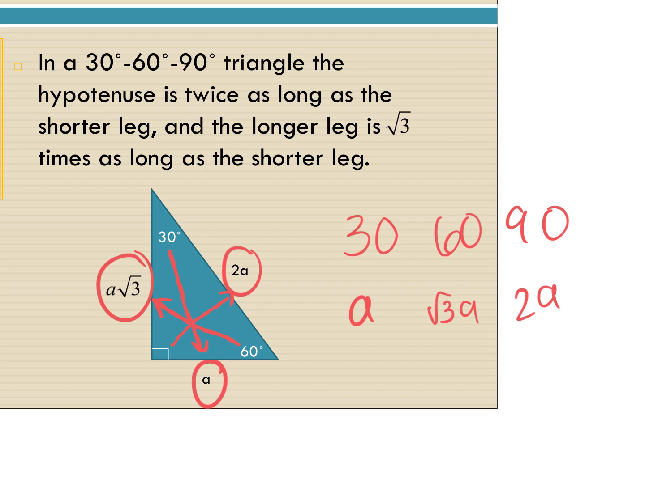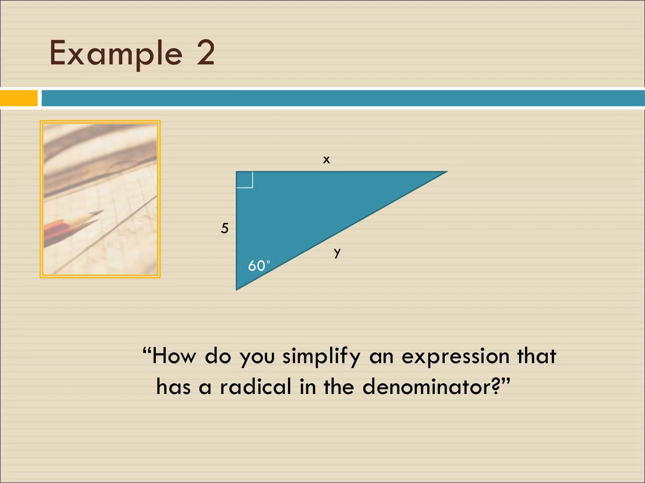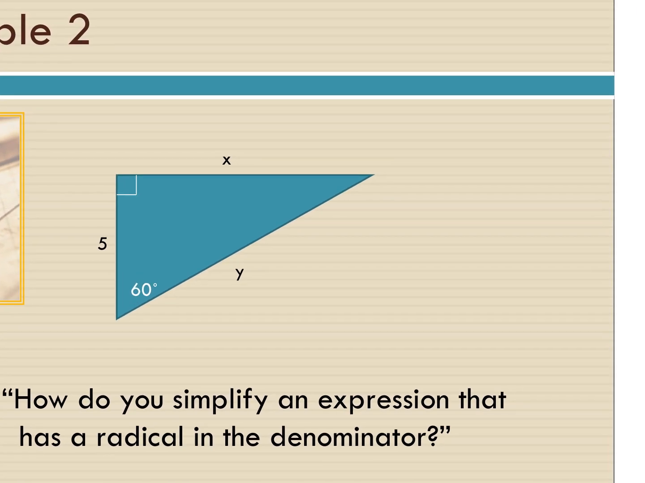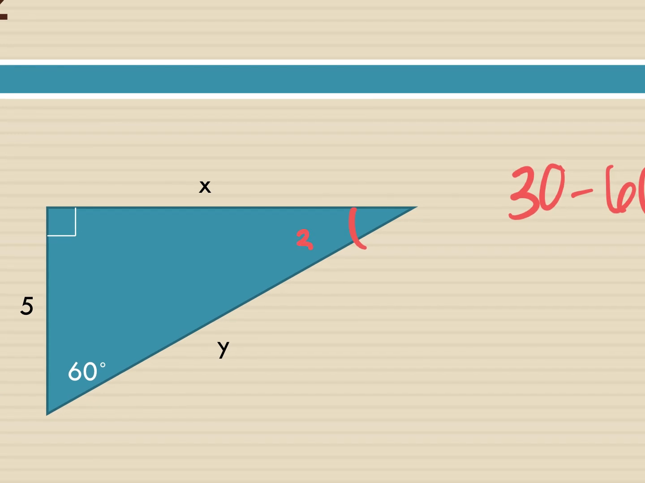Okay, let's try an example. All right, example 2. Is this a 30, 60, 90 or a 45, 45, 90? How do you know it's 30, 60? There's already a 60 there. So write down 30, 60, and 90. We've got 60 here. That means that this missing angle has to be what? 30 degrees. Fill it in there just so we're all on the same page.